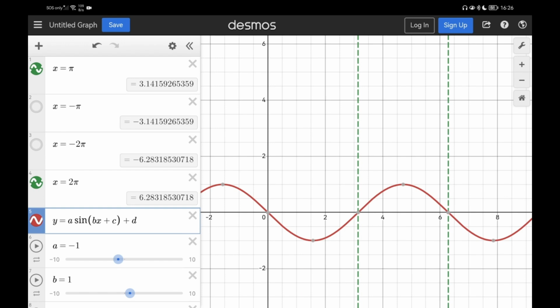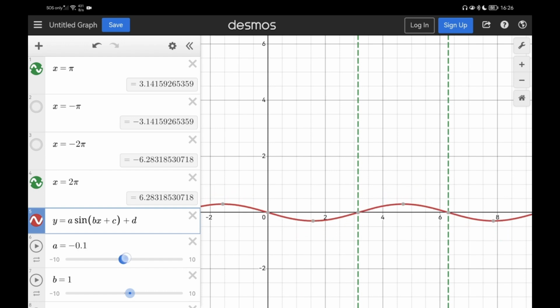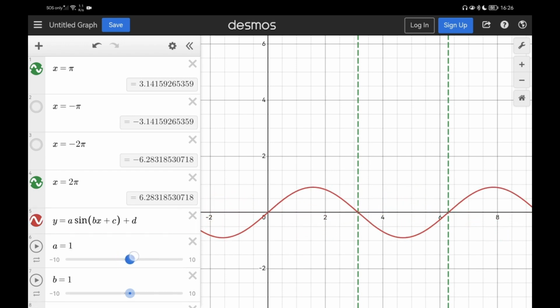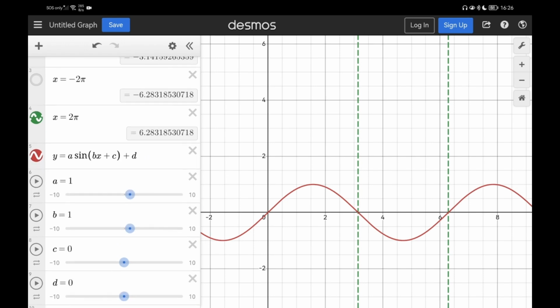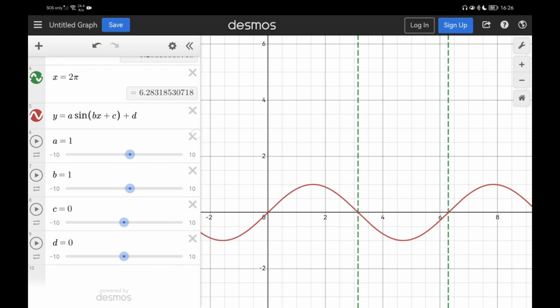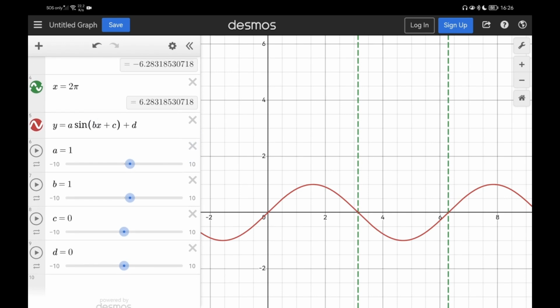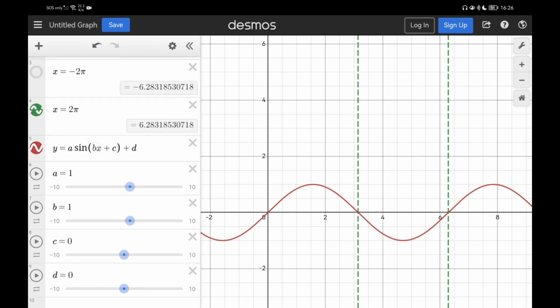So what about the negative one? Let's change the a back to 1. Why do I have to put the a as 1? Because if you put a as 0, this is not the sine function anymore, because the 0 has destroyed the entire sine function. So let's try the b to visualize the sine negative x.